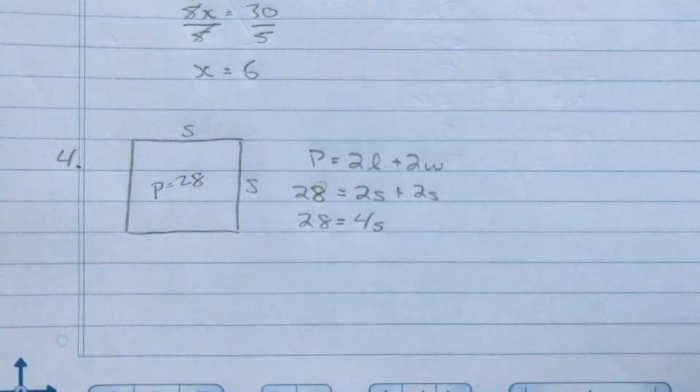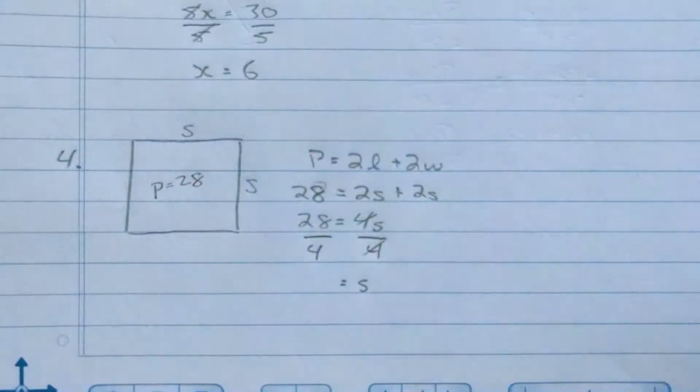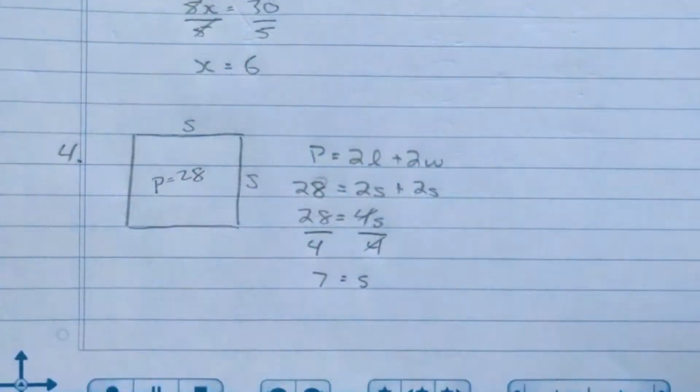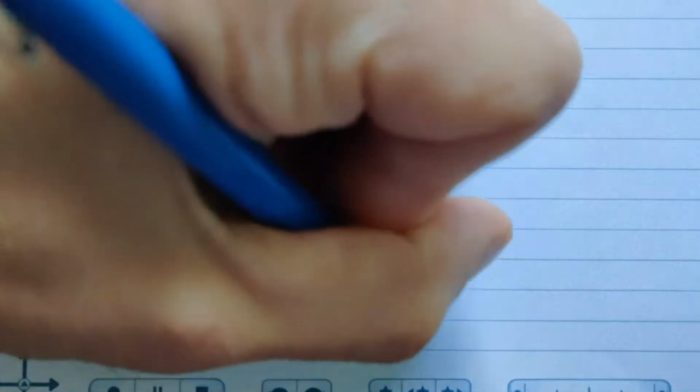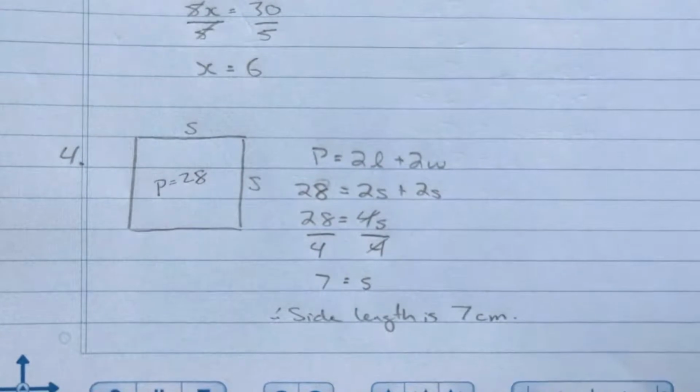So now how do I get that s by itself? I'm multiplying by 4, so I got to do the opposite of multiplying by 4. I got to divide by 4. And I divide both sides by the 4. These ones will cancel out, and I'll just be left with s. 28 divided by 4 is going to give me 7. So in this case here, our side length is 7 centimeters. And that's it.